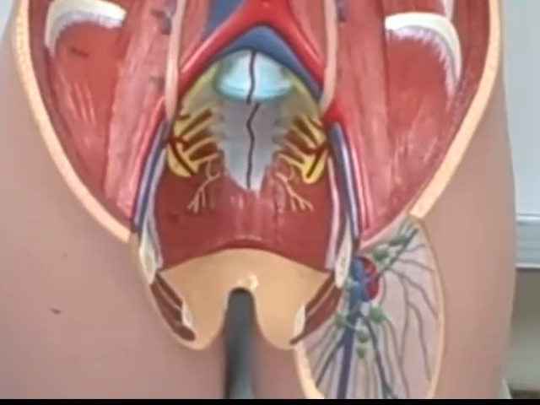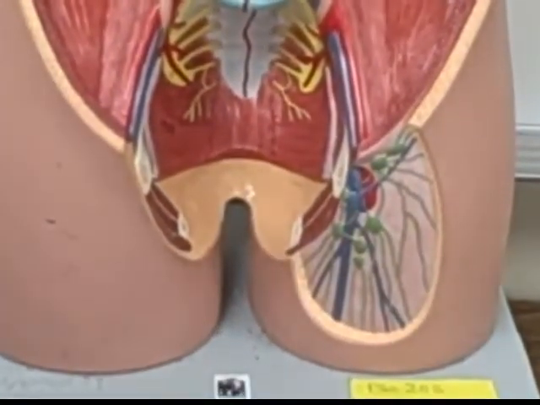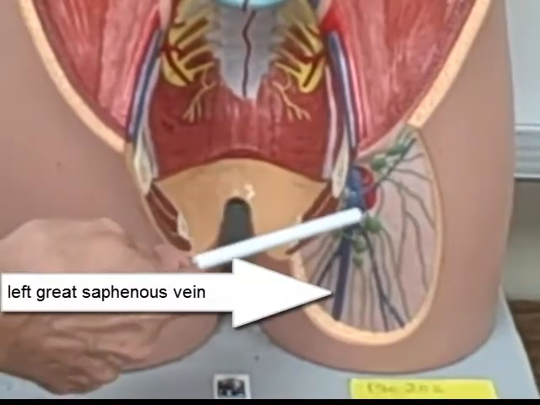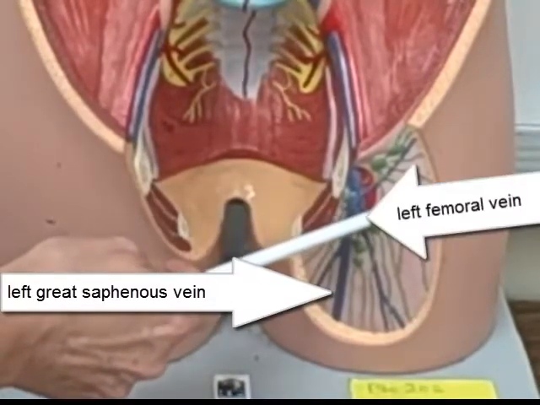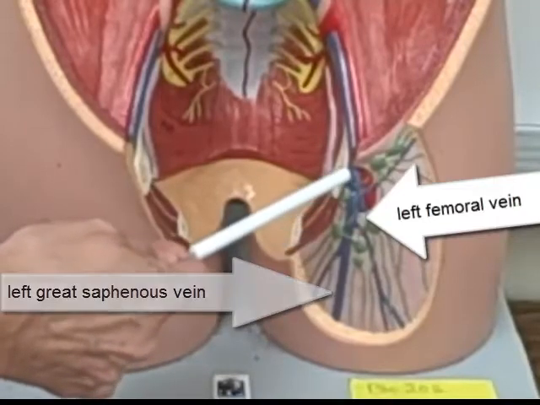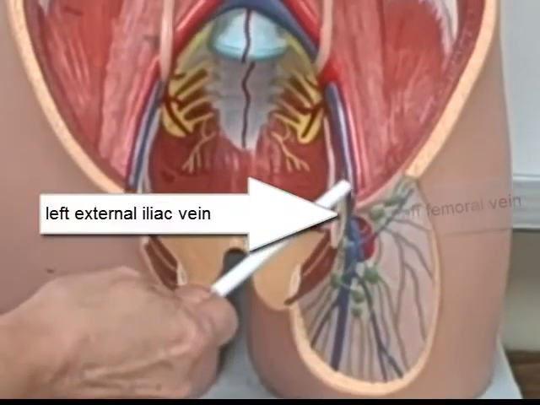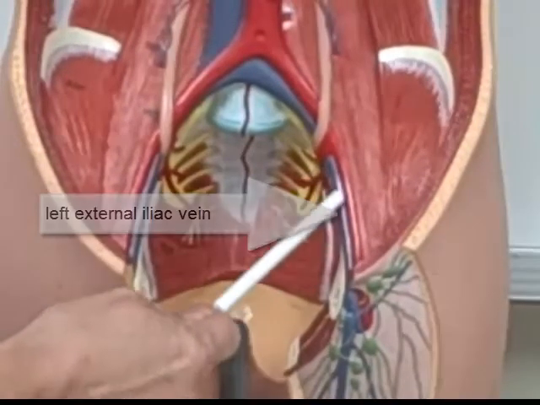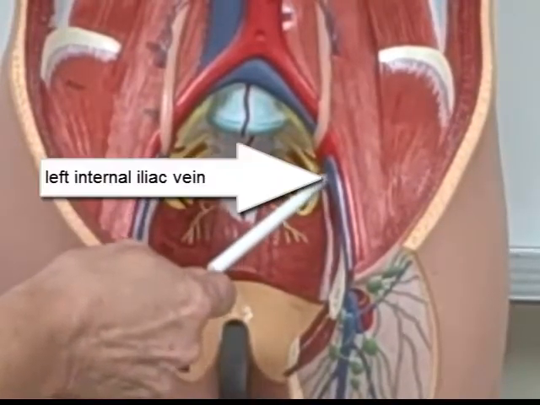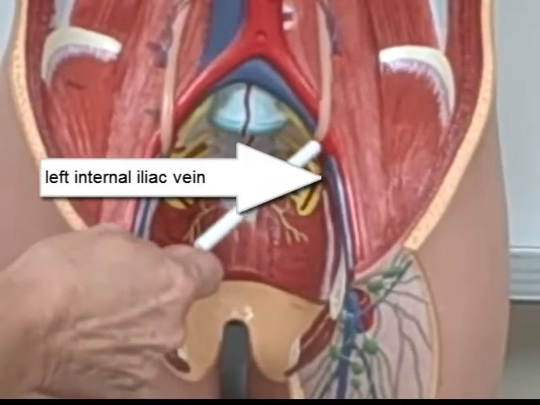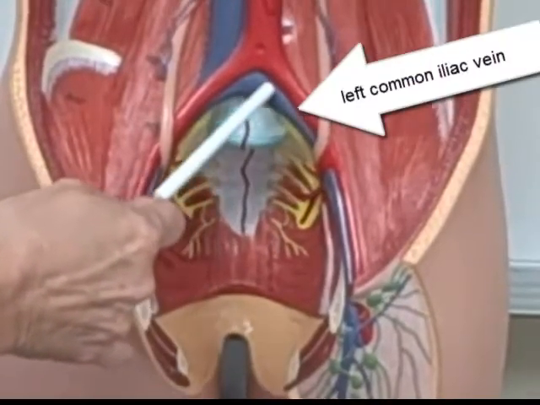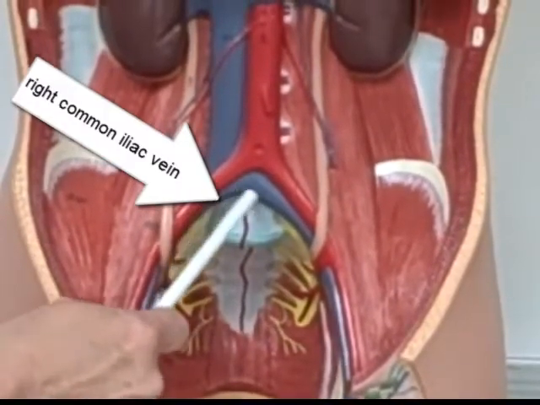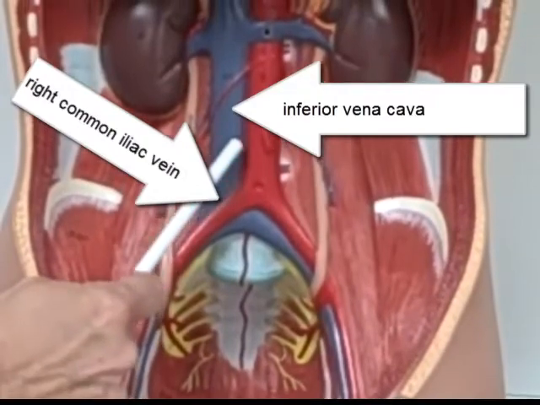So now when we want to look at the venous blood, following the veins, we are starting with the great saphenous vein, returning blood, and here a little corner of the femoral vein. They combine and enter into the abdominal cavity via the external iliac vein. The external iliac vein on the left side combines with the left internal iliac vein into the left common iliac vein. The left common iliac vein and the right common iliac vein combine and create the inferior vena cava.